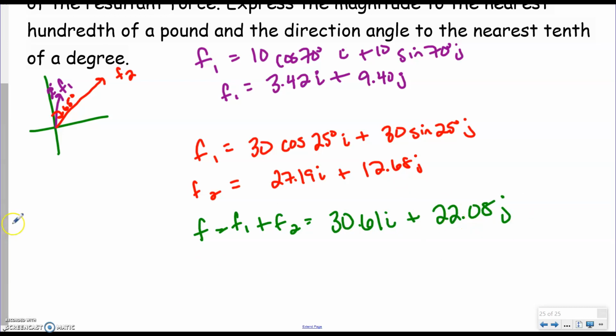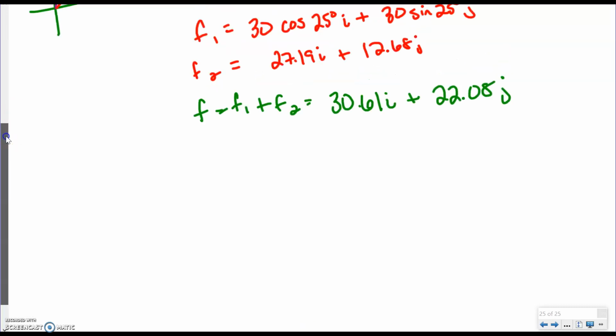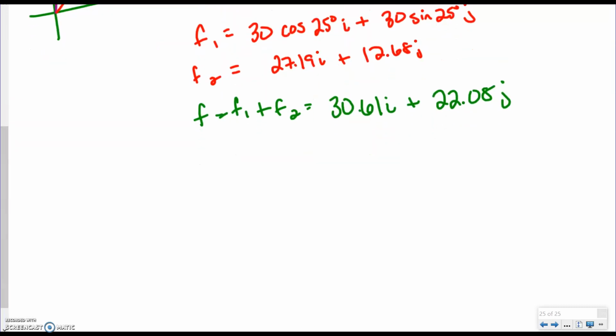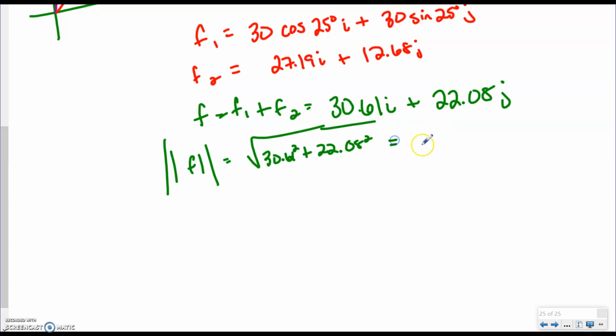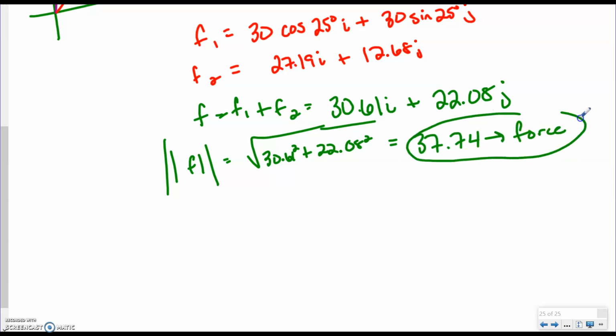If we want to find the force in the direction, we need to find the magnitude. We need to find the angle. So let's find our magnitude first. So the magnitude of F is equal to the square root of 30.61 squared plus 22.08 squared. Type all that in your calculator, take the square root, you get about 37.74, and that's going to be your force. And we could label that pounds as well.